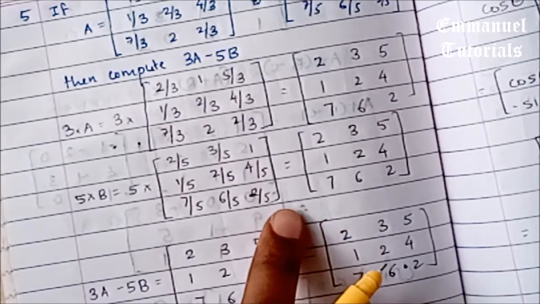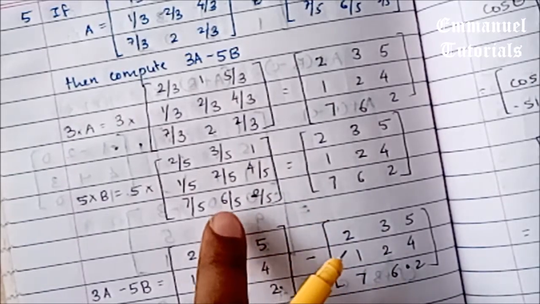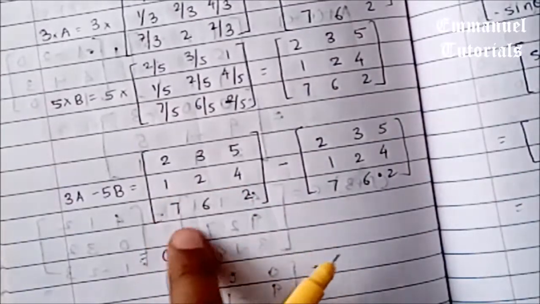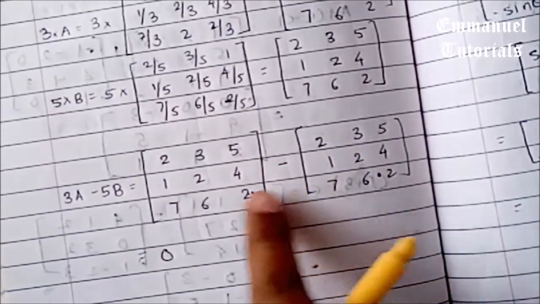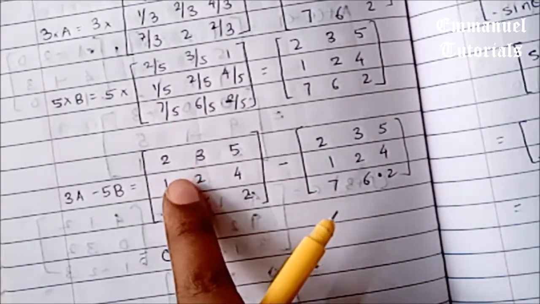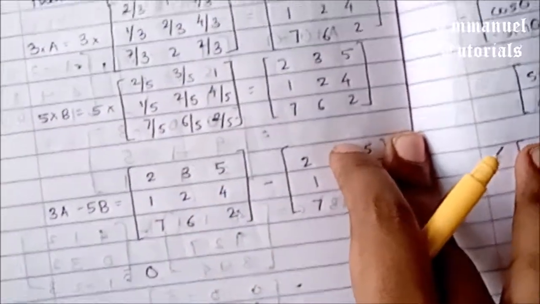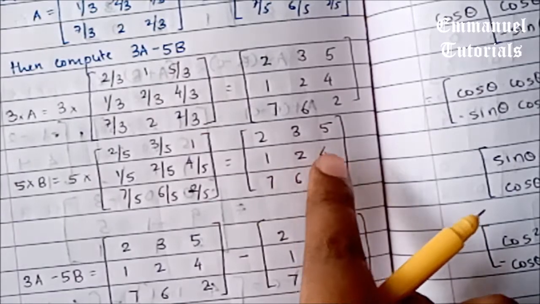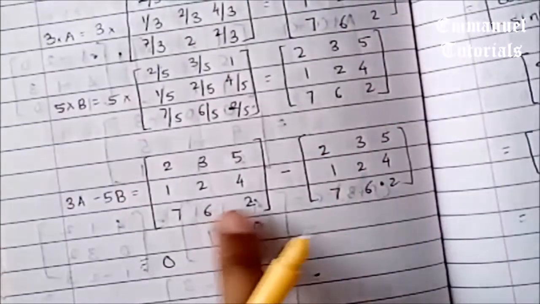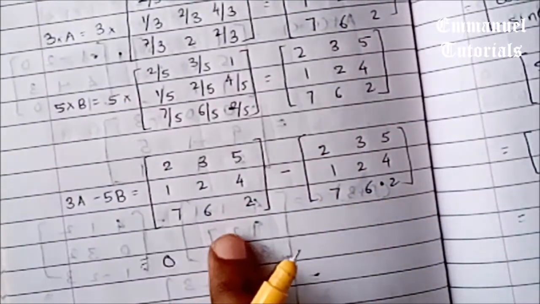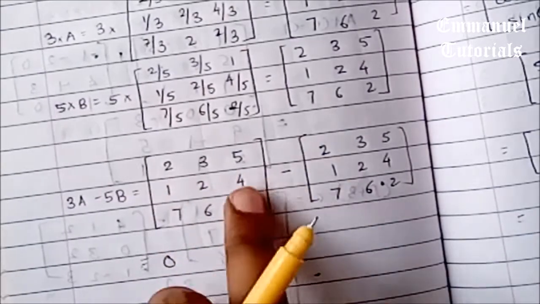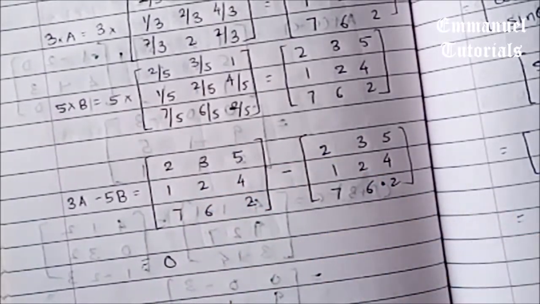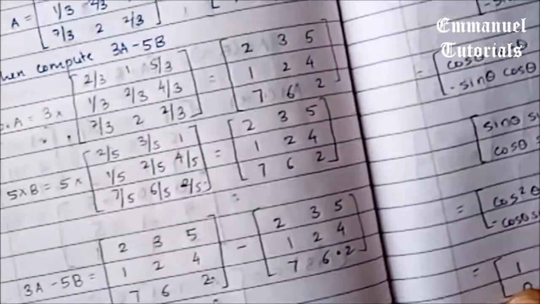Now the next step will be subtracting 5B from 3A. So we have written the value of 3A and 5B and subtracted them. When we see both the matrices, we see that all the elements are equal at the respective positions. So subtracting both the matrices will give us 0, because 2 minus 2 is 0, 3 minus 3 is 0, similarly all the other elements. Now let's go to the next question.